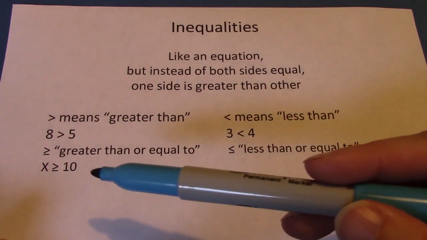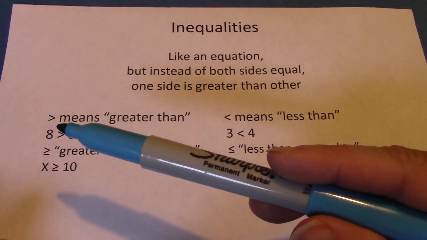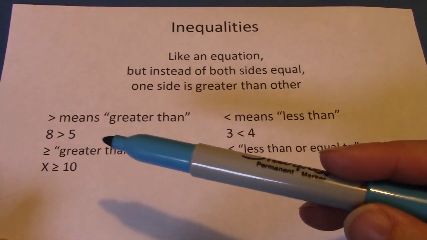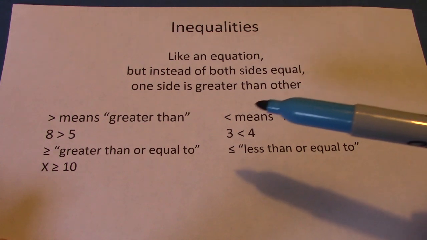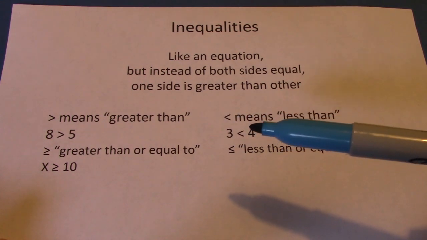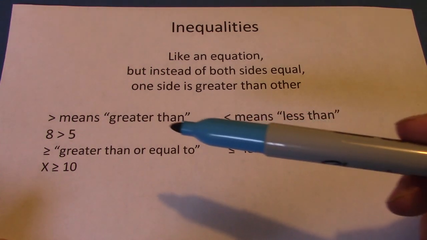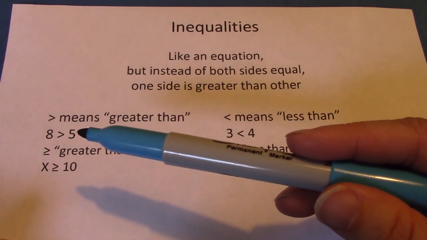There's a lot of ways that people remember that, but the greater than sign points to the right, which on a number line is where values increase. The less than sign points to the left, which is the way on a number line that the numbers decrease.